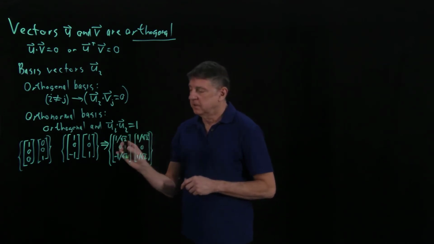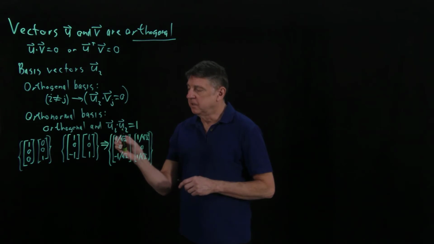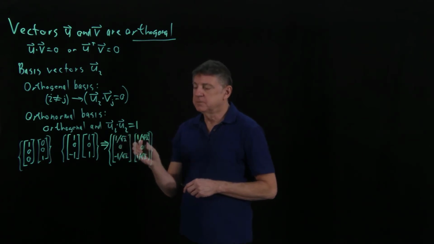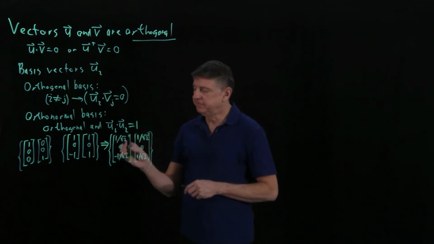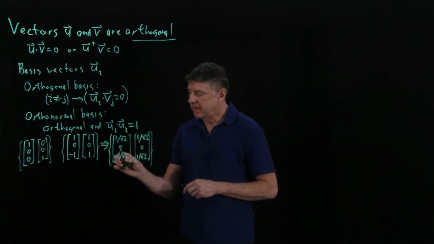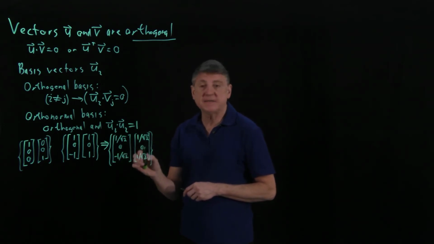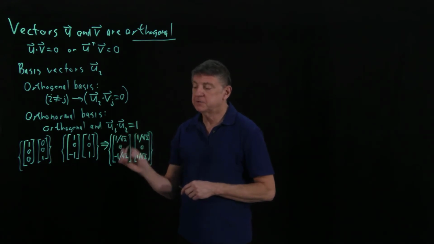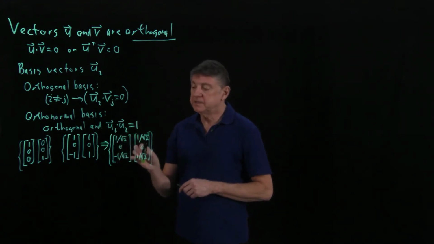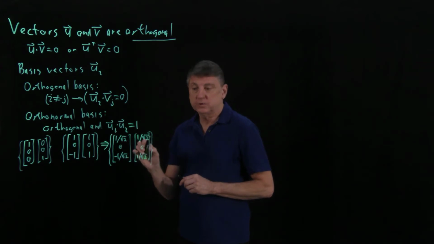So that would be 1 over root 2 times 1 over root 2, which is 1/2. That's 0. And that's minus 1 over root 2 times 1 over root 2, which is minus a half. 1/2 minus 1/2 is 0. So these are still orthogonal vectors.